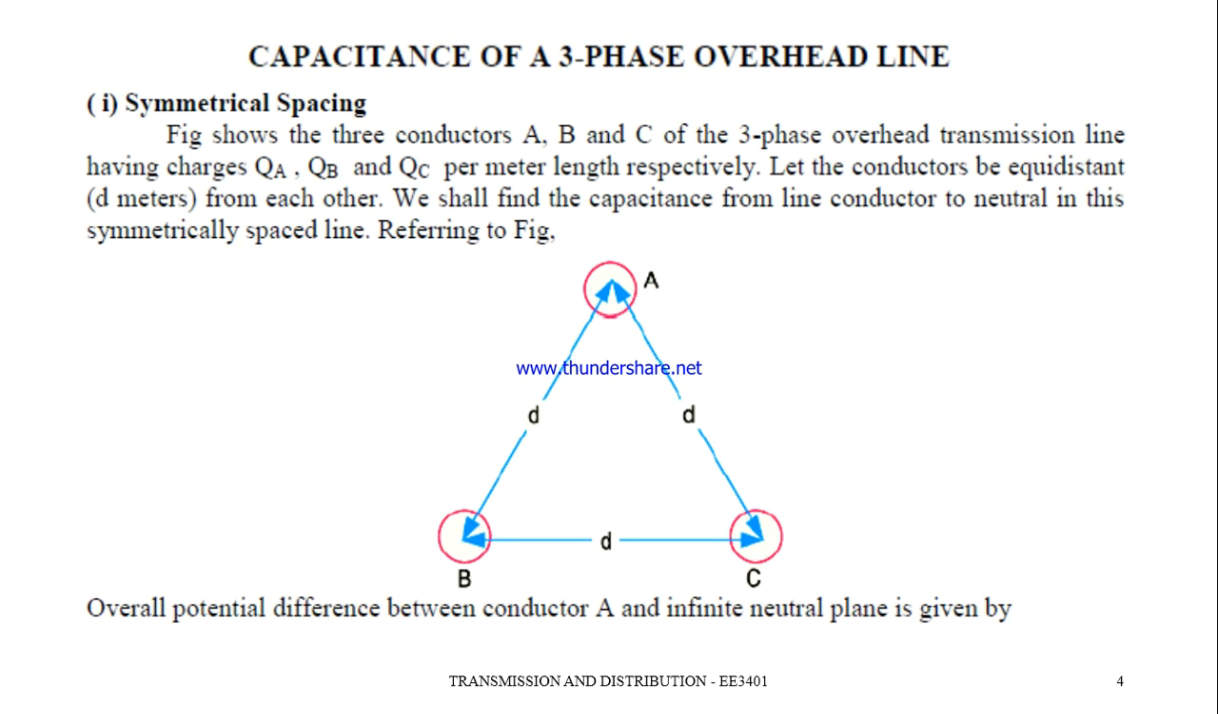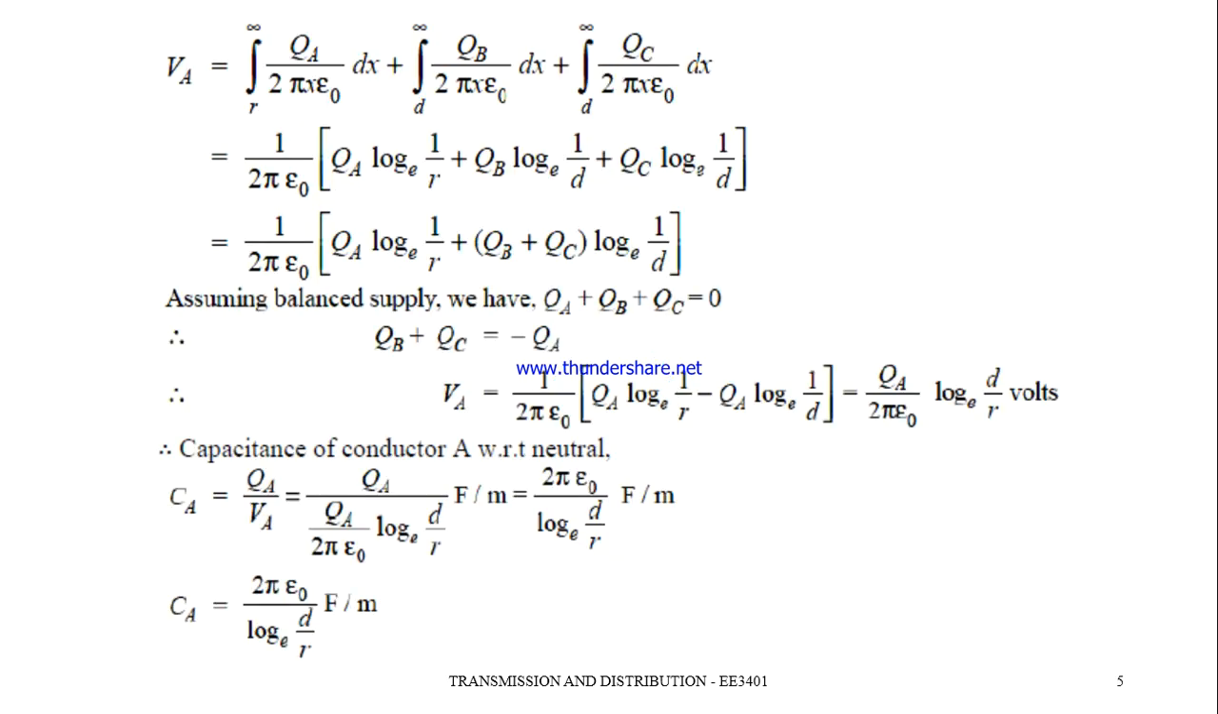Next, let us see the three-phase overhead transmission line. Let us first see symmetrical spacing, that is equal spacing between the three conductors A, B and C. While considering VA, it is from r to infinity, q by 2 pi x epsilon dx, and for the other two, it will be from d to infinity. We integrate and add up, and substituting qa plus qb plus qc equal to 0, we get VA, from which we can calculate CA, the capacitance of conductor A.